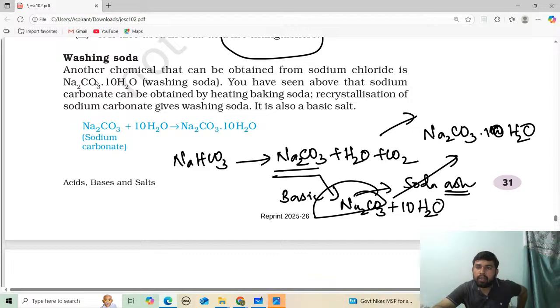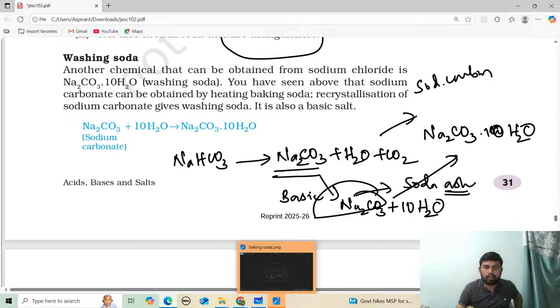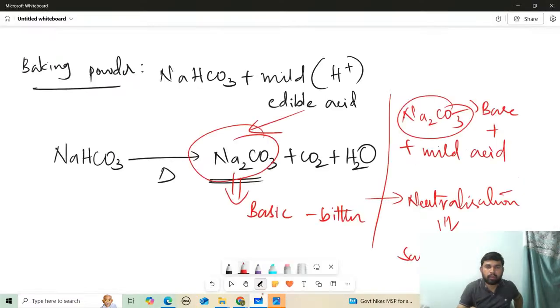Now see here, the Na2CO3 added to H2O gives rise to sodium carbonate decahydrate. The chemical name is sodium carbonate decahydrate. Okay, so let me write here.